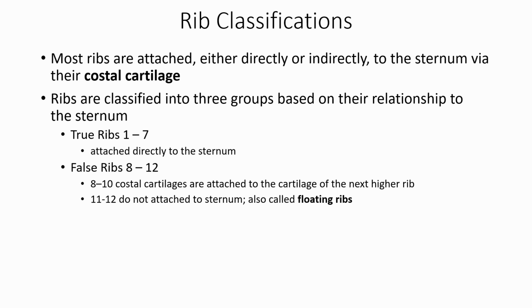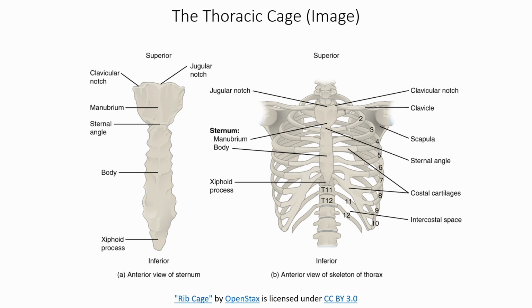So depending on what resource you're using to study, you may see ribs being classified as true or false. You might also see them classified as true, false, and floating. If we go back, we can see these in action. So here's ribs 1, 2, 3, 4, 5, 6, and 7, and we see that their costal cartilage takes them right to the sternum. But 8, 9, and 10 actually connect up above. 10 connects to 9, 9 connects to 8, 8 connects to 7, rather than a direct connection to the sternum. And then 11 and 12 back here don't actually connect at all. They're free floating.